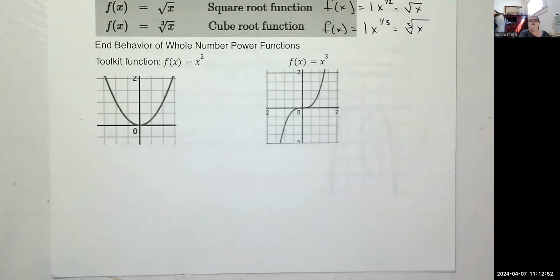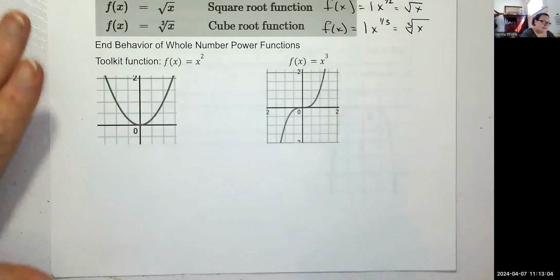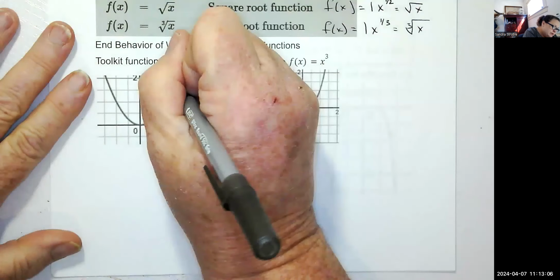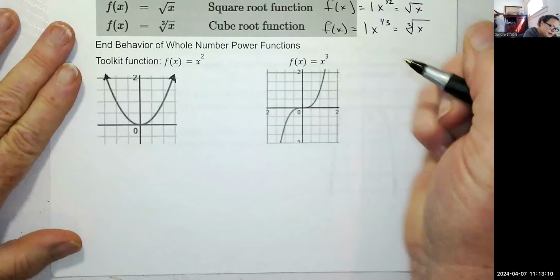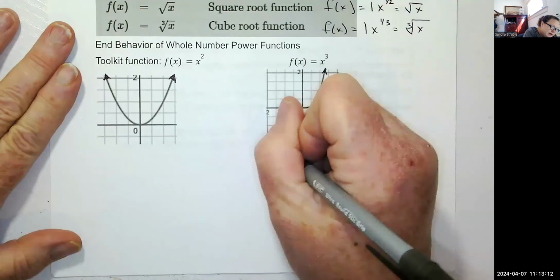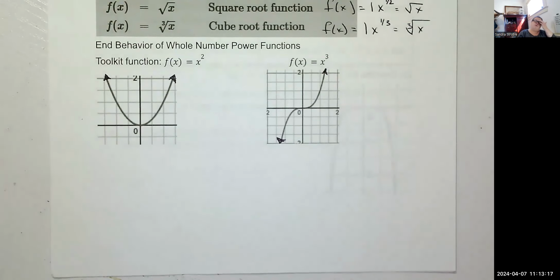Now, end behavior of whole number power functions. End behavior is, on all of our graphs, they have cute little arrows that are pointing in the direction that the graph is going after we can't see it. Like this one is continuing on. It doesn't have the arrows, but let's create our arrows. The end behavior is what are these arrows doing? And you're going to write this a specific way.